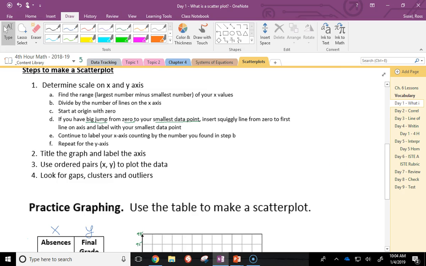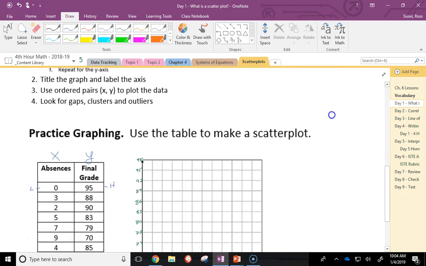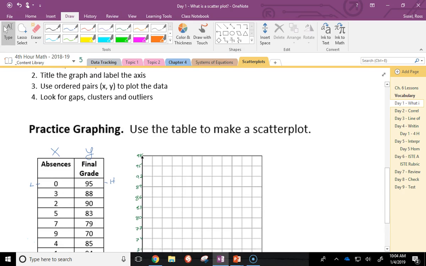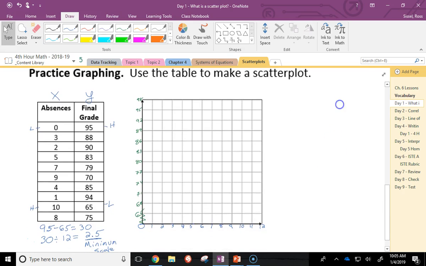We've labeled, we've done it for the y-axis. Step 2, title the graph and label the axis. Okay. What should we title our graph? What do we graph? Sure. We have lots of options what we can do, but I'm going to at least have a title. I'm going to say absences versus final grades.